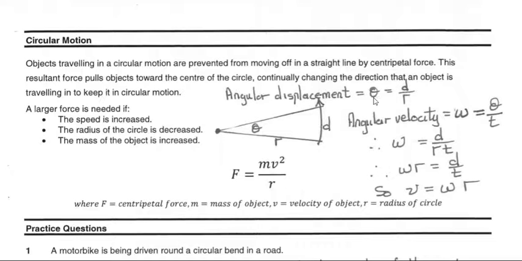Angular displacement is measured in degrees or radians. Theta equals d divided by r. Angular velocity, omega, equals theta divided by t. Therefore, omega is d divided by rt. Omega r equals d over t. So v, the linear velocity, equals the angular velocity multiplied by the radius. v equals r omega.